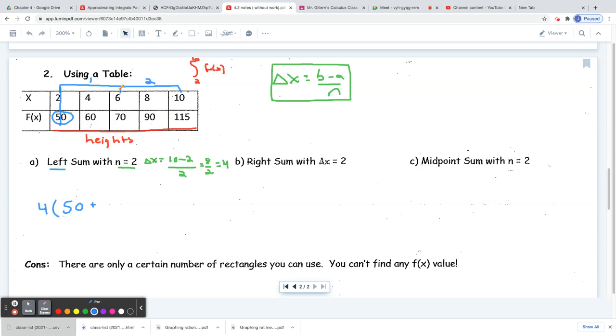Then the second rectangle goes from 6 to 10. Well, left sum, go on the left side. What's the height on the left? It is 70. 50 plus 70 is 120. 120 times 4 is 480. And there is your answer. 480. All right, any questions on that one?